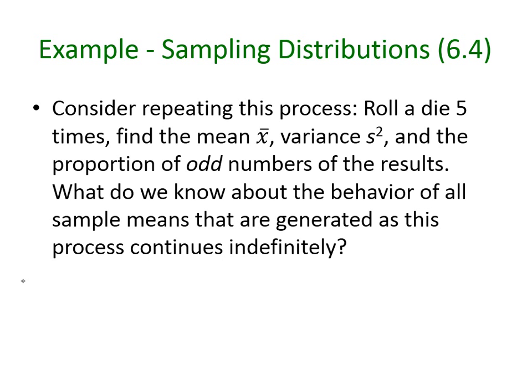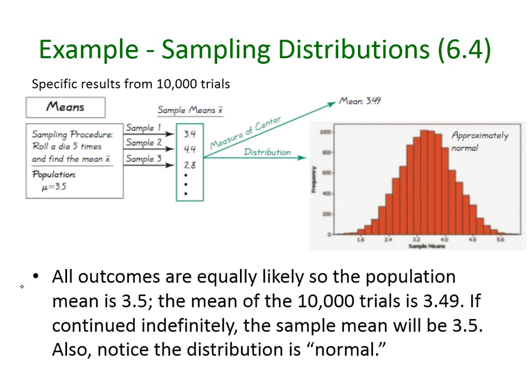Well, if I'm keeping track of the mean of my roll of 5 times, then each of these is keeping the same sample size. They're all 5 in my sample. So the sample size is staying consistent. If we do this indefinitely, a lot of times, then we know from what we just said, the mean of the sample means should target the population mean.